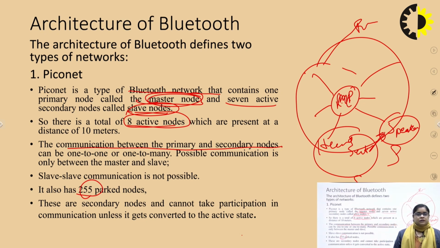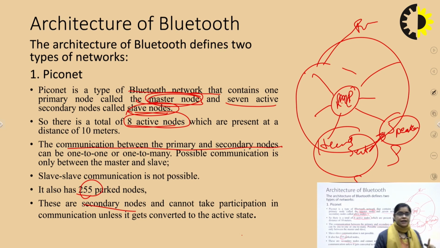Another point we have to keep in mind is that these are the secondary nodes, and they cannot take part in communication unless they get converted into the active set. That means all these are secondary nodes, and until and unless a node is active, communication cannot be done.